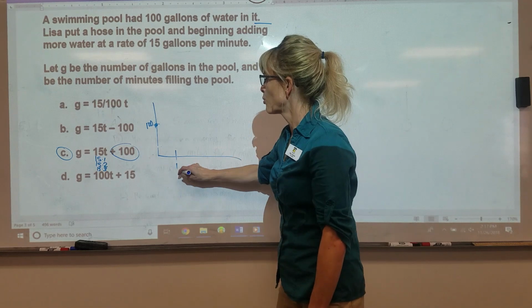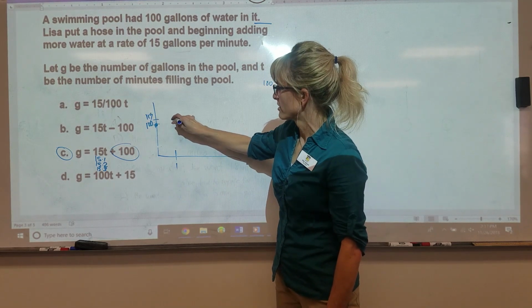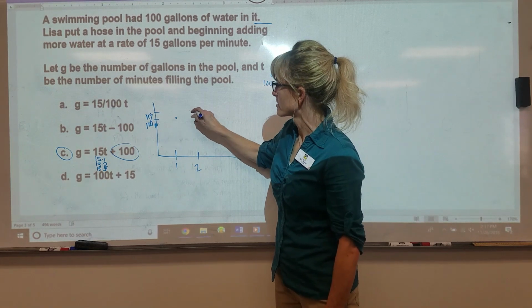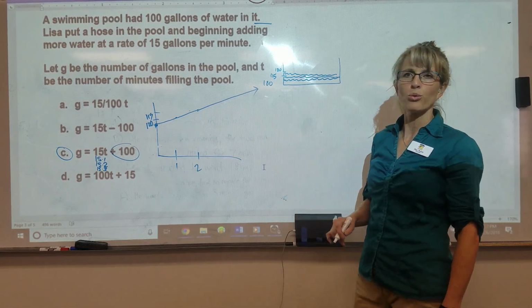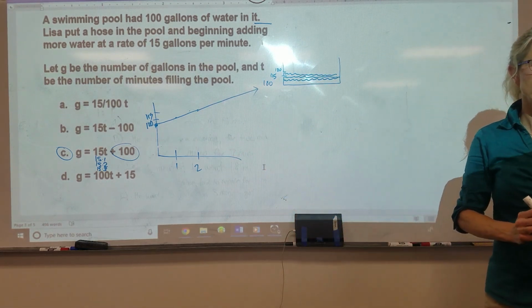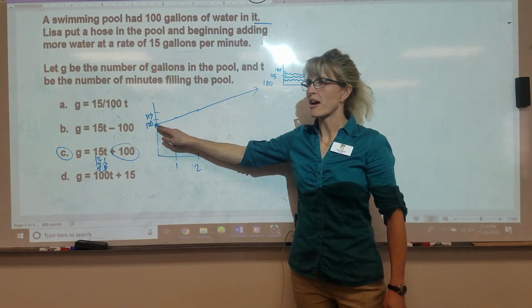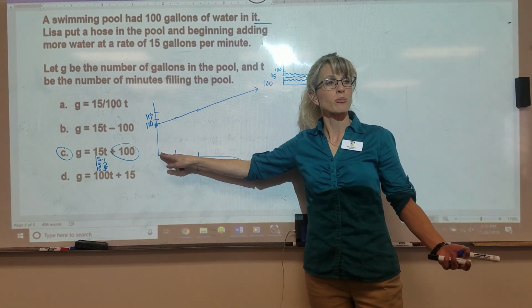Okay? And after 1 minute, I'm gonna add on 15 gallons. After 2 minutes, I'm gonna add on another 15 gallons. So I'm gonna have a steady incline of pool water. Right, does that make sense? Give me a nod if that's making sense. Starting amount, and then I'm just going to gradually get more water. Notice it's not through the origin, so it's not a proportional relationship.